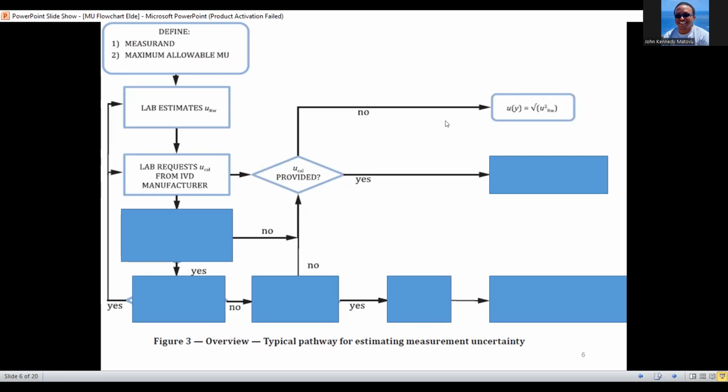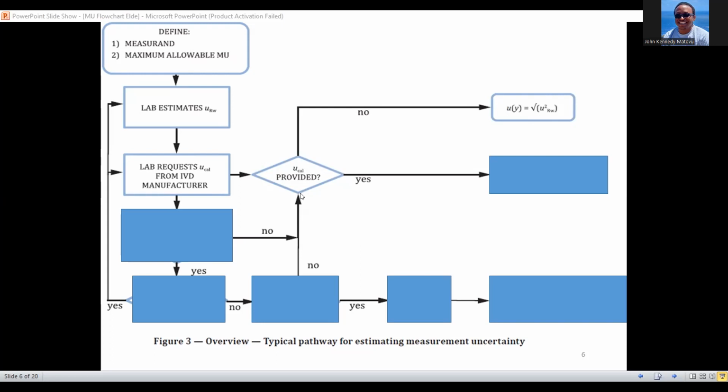If the answer is no, the uncertainty of that particular measurand is simply your standard uncertainty obtained from your long-term M precision. Are we good so far? Okay, thank you, Christine. Thank you, Macdes.